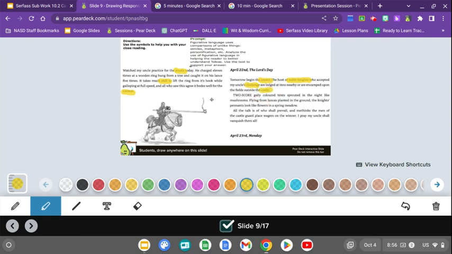Two score gaily colored tents sprouted in the night like mushrooms, flying from lances planted in the ground. The knights' pennants look like flowers in a spring meadow. All the talk of who shall prevail, methinks, the men of the castle guard place wagers on the winner. I pray my uncle shall vanquish them all.